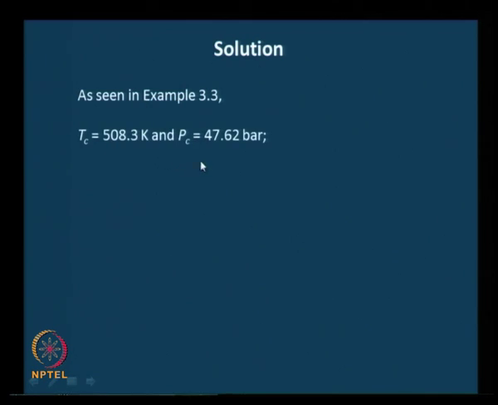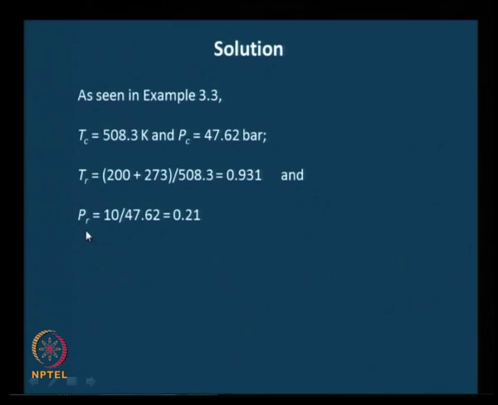Our TC and PC values are known, 508.3 Kelvin and 47.62 bar. For the conditions of temperature and pressure in the problem, which is 200 degrees C and 10 atmospheres if I remember correctly, the reduced temperature will turn out to be 0.931. This is 200 degrees C plus 273, so 473 Kelvin, divided by the TC value 508.3, that turns out to be 0.931. Our PR, the reduced pressure, is 10 atmospheres divided by PC 47.62, and that will turn out to be 0.21.